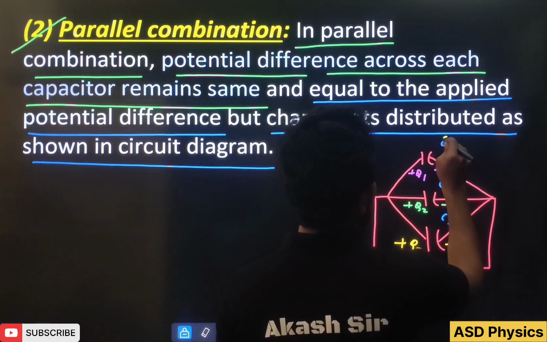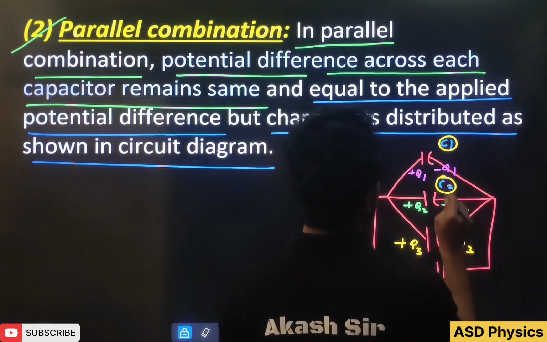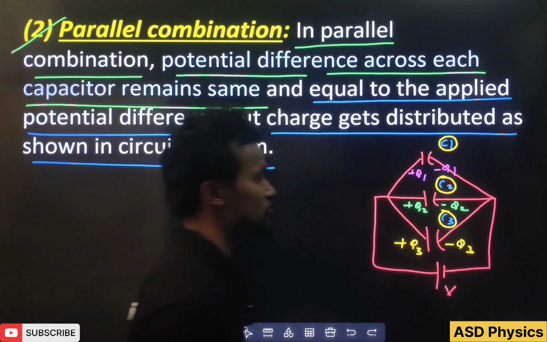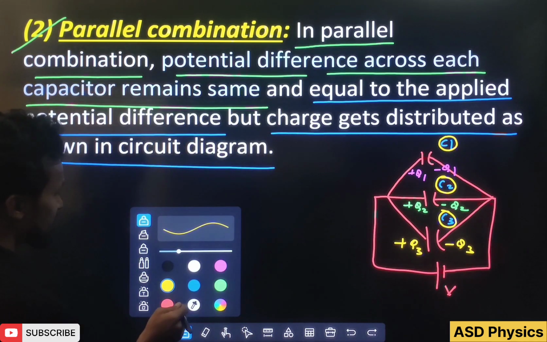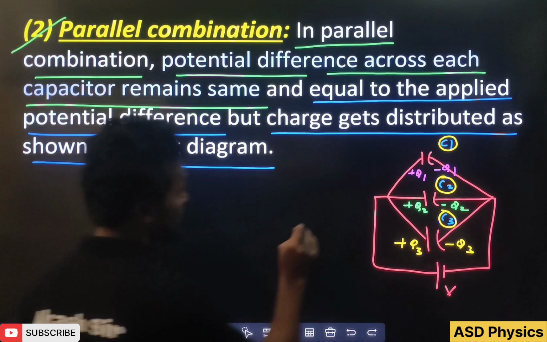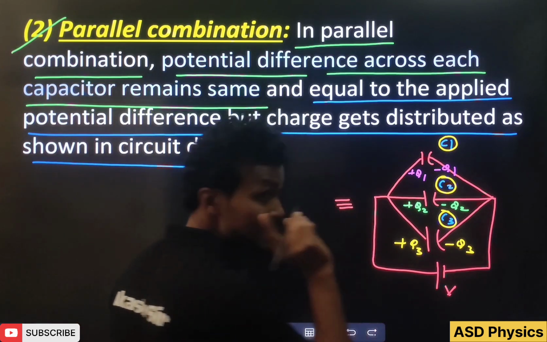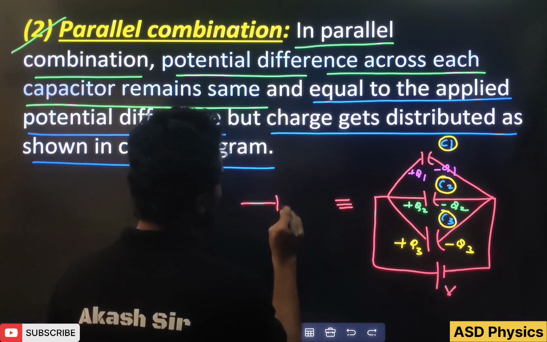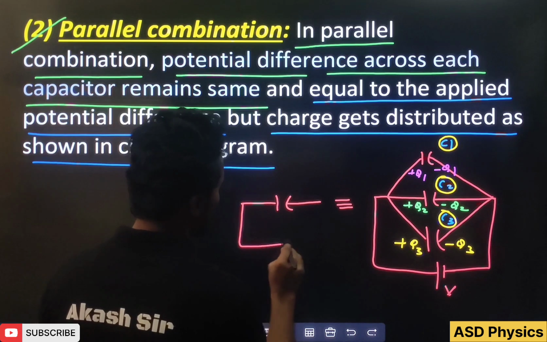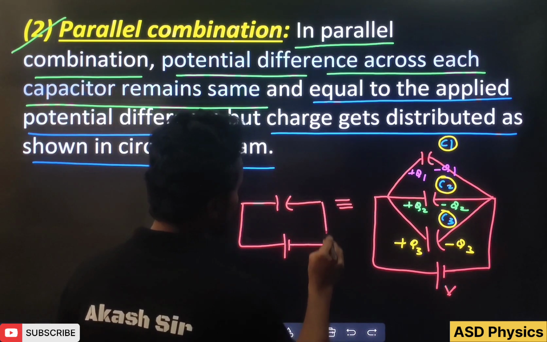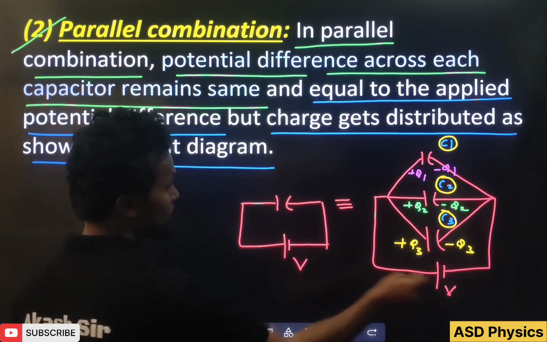If you wish, it is getting somewhat complex, so you can put it in a circuit also, no problem. The charge will distribute here. Now I'll draw the equivalent diagram. Equivalent diagram is something like this, with the battery V.